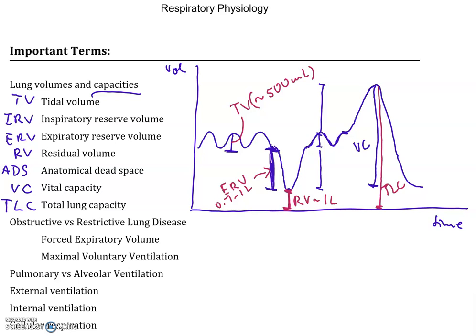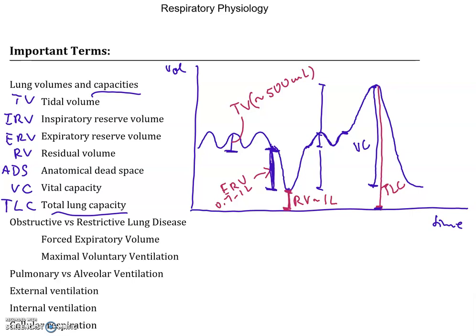And then the next one on our list would be the total lung capacity, and that is the vital capacity plus the residual volume. That gives you the total lung capacity from the top, the maximum inhalation that you can achieve, all the way down to the bottom, to the zero volume. So basically you're adding 1 liter to the vital capacity.